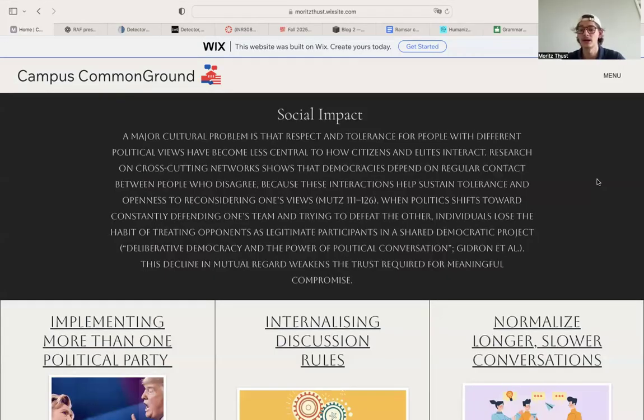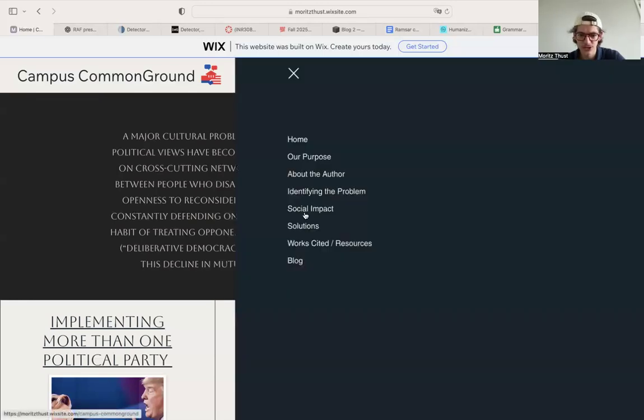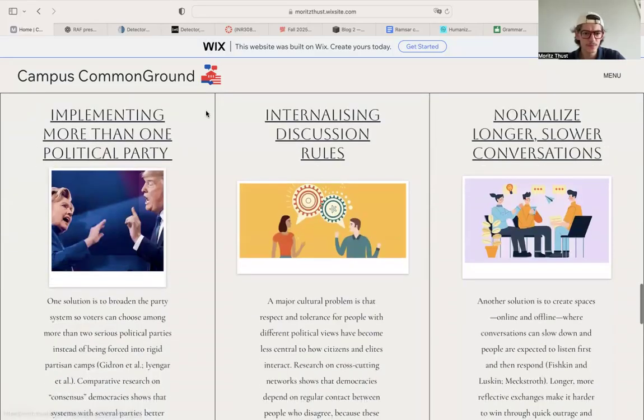And a big part here is as well that we have to start respecting other people's opinions and not just see them as wrong, but maybe they're just from a different viewpoint. So this is the impact all of these problems that I just mentioned have on our society today. The next part, we're jumping right to the solutions.